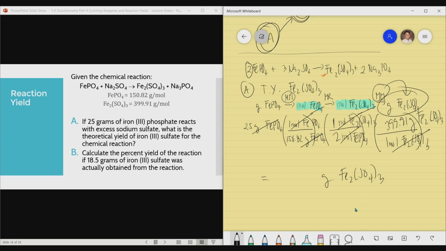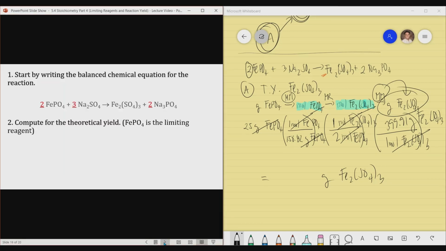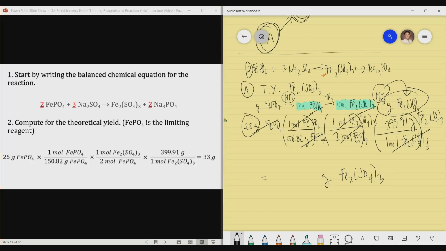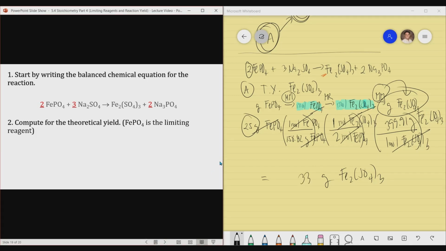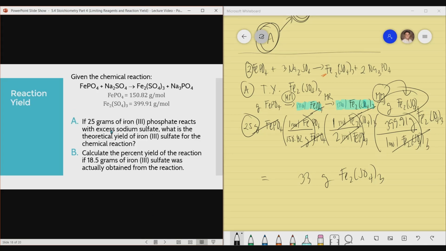Okay? So input that one in the calculator. So I have the same solution with that of the PowerPoint. So 1 over 150.82, 1 over 2, and then 399.91 all over 1. So following correct significant figures of the given, we have 33 grams. Okay? So this is your answer for letter A question. So check, meron ka ng letter A.